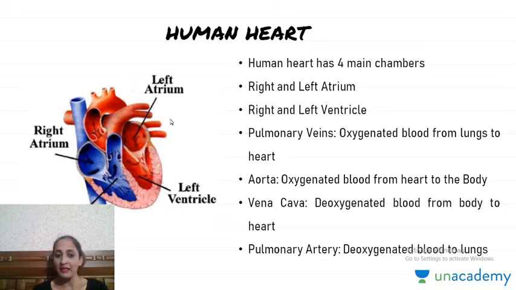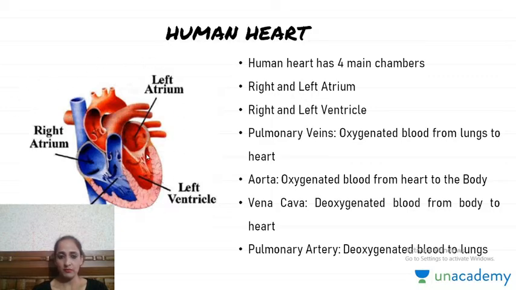So heart is the pump. Then we have arteries and veins. Arteries and veins, let's assume these are the pipes, taking blood from the heart to the different parts of the body, and taking blood from different parts of the body to your heart. So that you have to understand here.